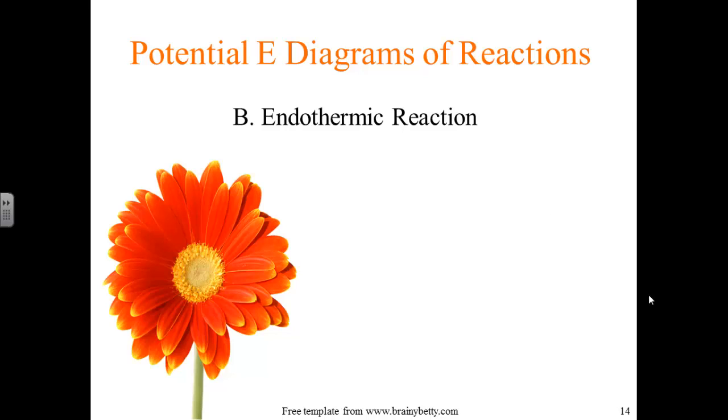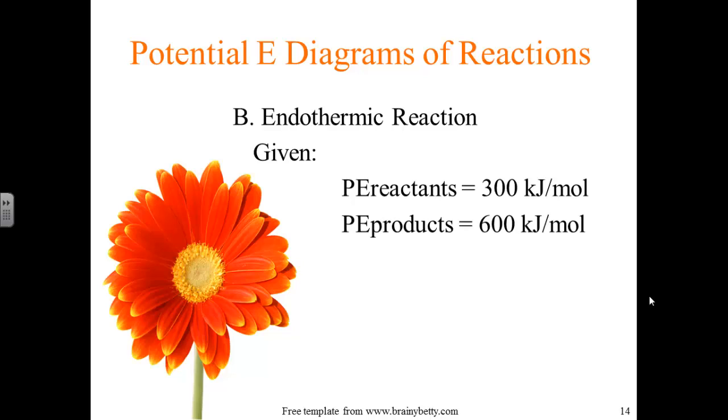Next, let's do the endothermic reaction. And you probably know the endothermic is going to be almost the opposite of what the exothermic was in a couple of ways. Here's our given information this time. Potential energy of the reactants is 300. The products is 600. And this time, we're being given the energy of the activated complex. This is different than the information you got last time. So it's going to change how we make our graph.